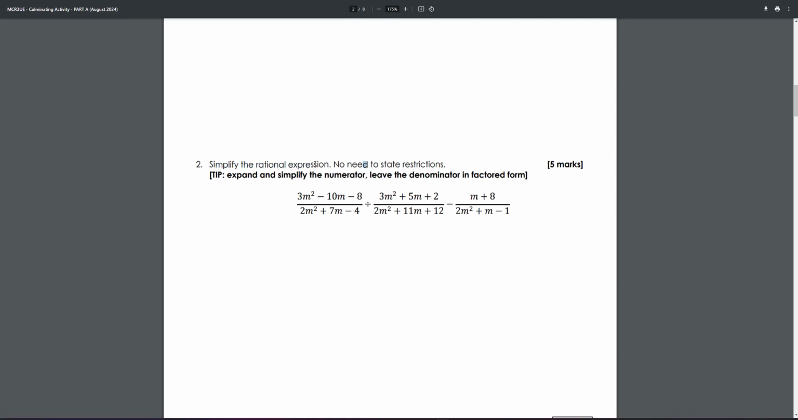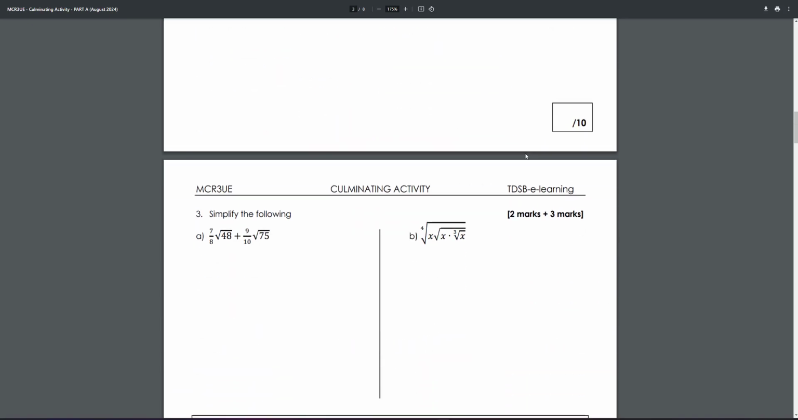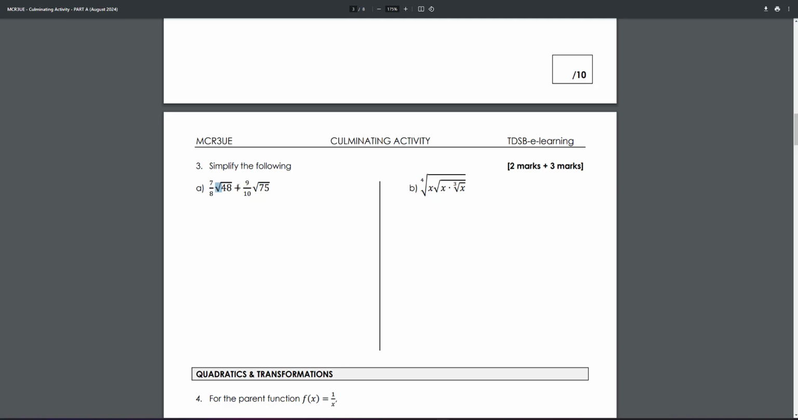All right, number 2. Simplify the rational expression. No need to state restrictions. That was generous. Okay, expand and simplify the numerator. Leave the denominator in factored form. Yeah, we went over this, so make sure you do that. Simplify the following. Remember radicals. We went over this. Simplify radicals.